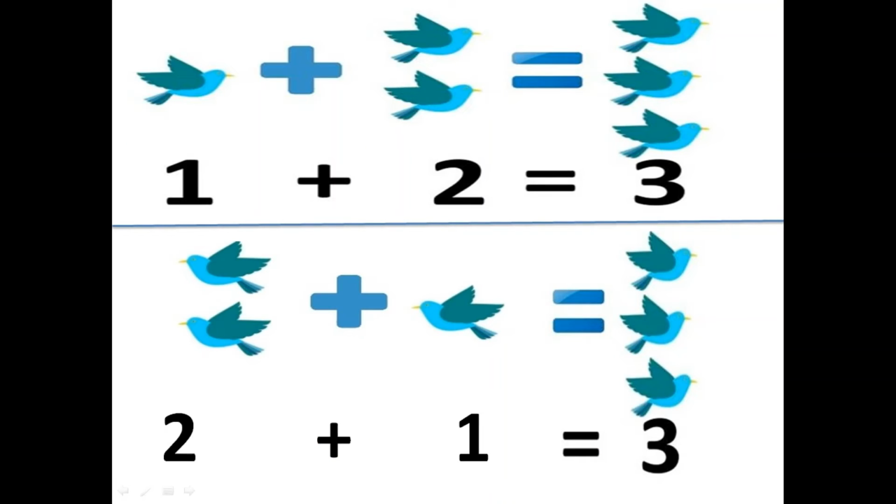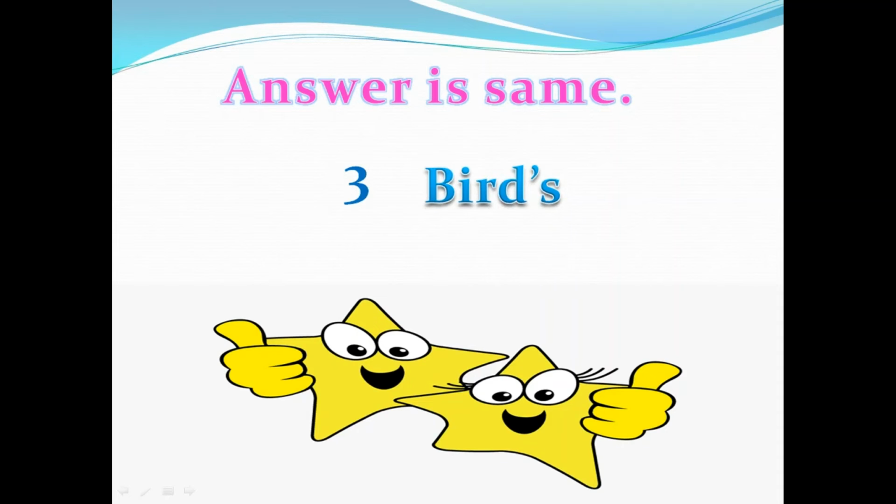Now look here. 1 plus 2 equals to 3. 2 plus 1 equals to 3. So you can see if you add 1 plus 2 or 2 plus 1, answer is always same. Answer is 3 birds. So in addition, answer always remains same. If you add 1 to 2 or you add 2 to 1, answer will not change.